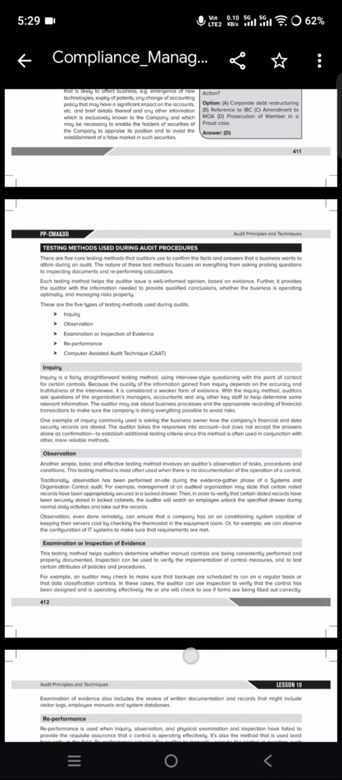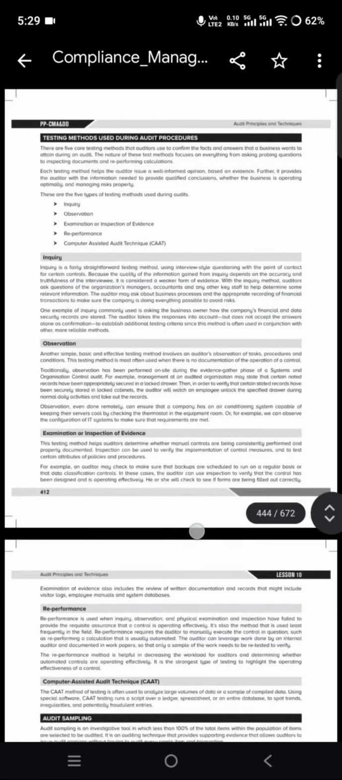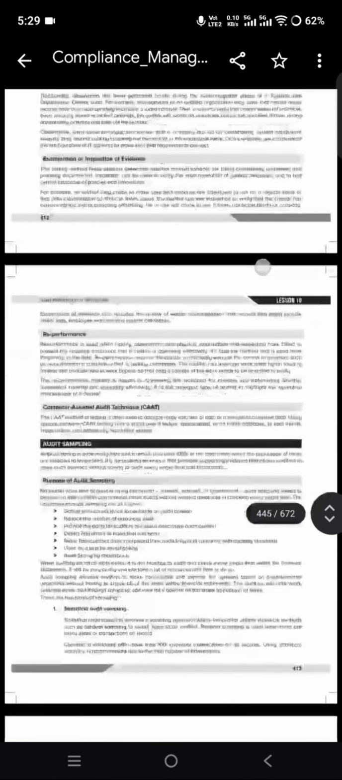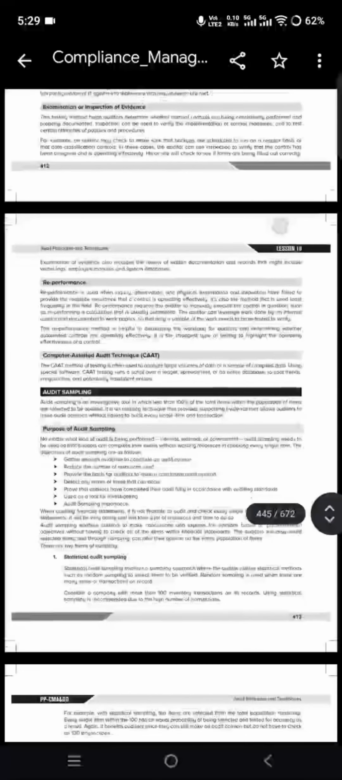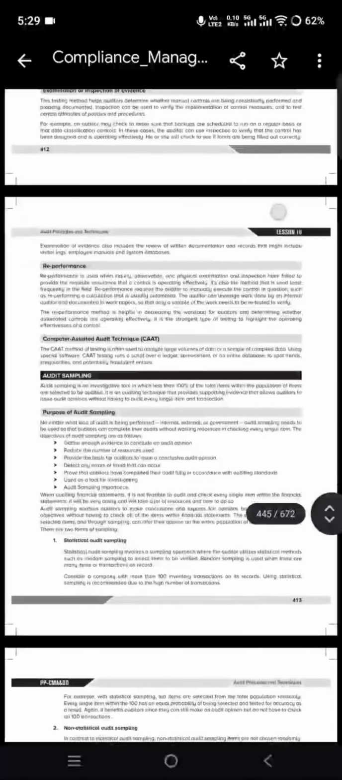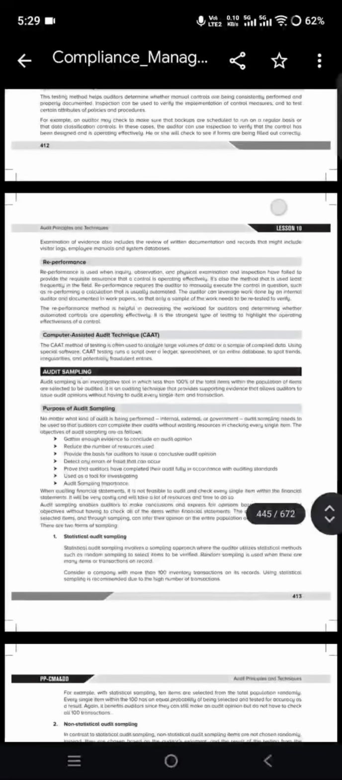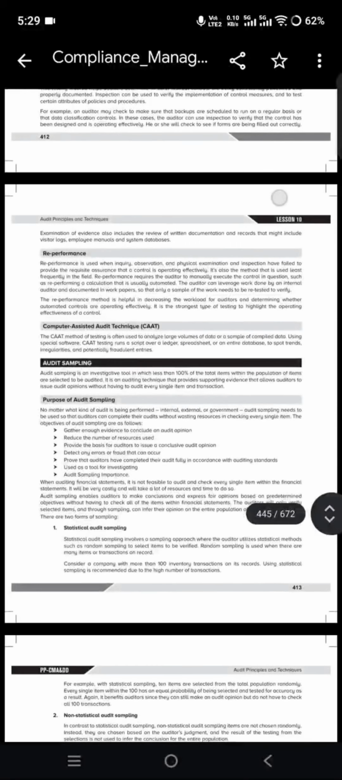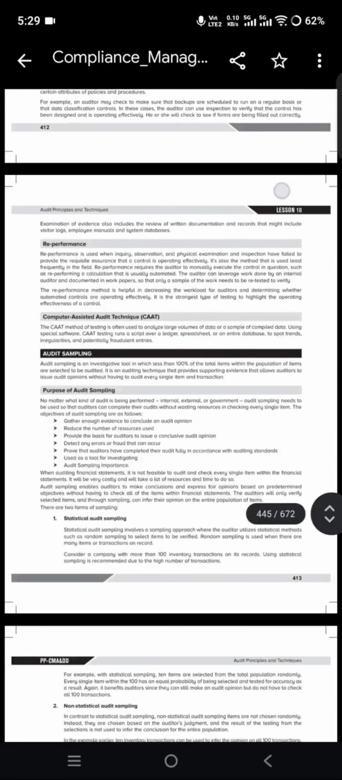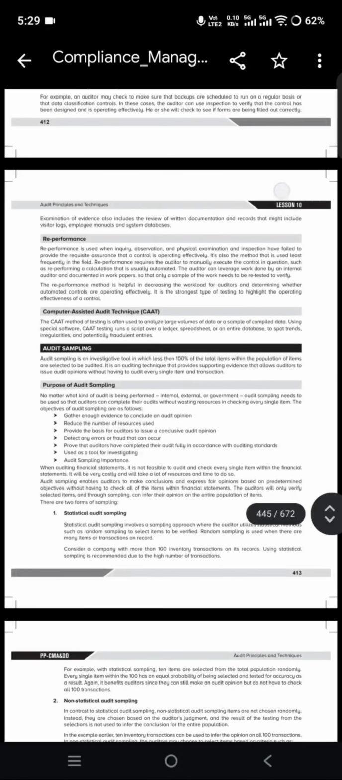In statistical audit sampling, we will use a technique called random sampling. In stats, we have read about random sampling. Randomly, the auditor will choose some of the transactions, and on those he will verify. Random sampling is a statistical audit tool. Non-statistical means that based on his judgment or his experience, he will select a few of the samples.